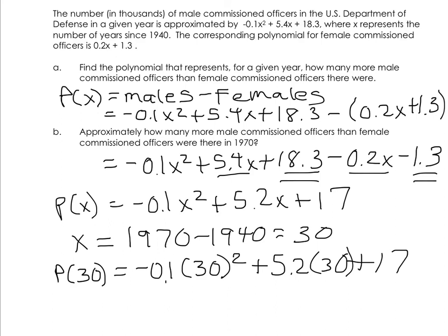Let's put that in the calculator. You have to turn the calculator on first. That gives you 83. In 1970, this polynomial predicts that there were 83 more male than female officers. That's it for this section.